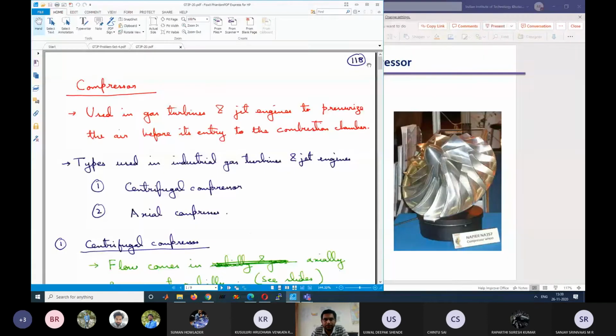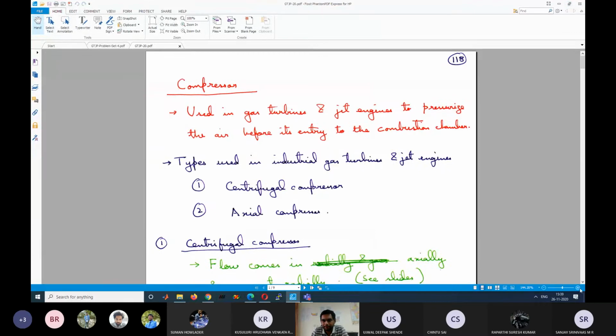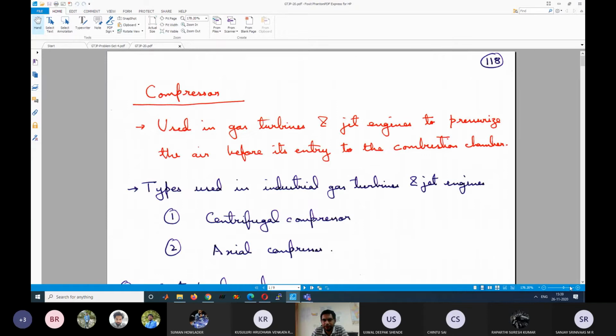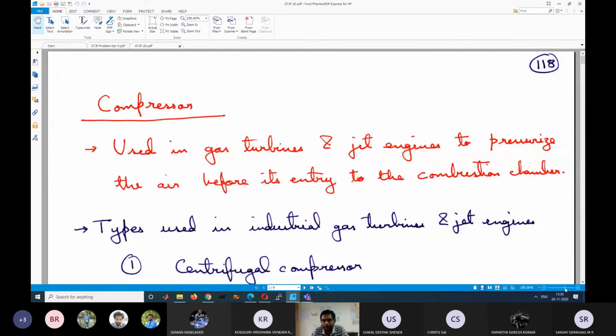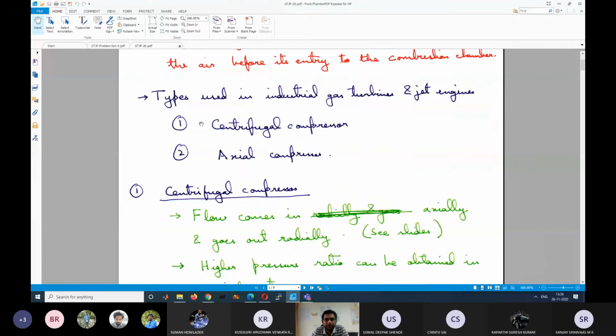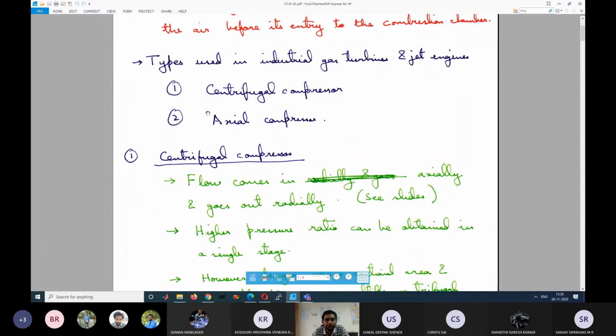I will just open the notes in that case. Whatever we discussed yesterday, the brief theoretical discussion about compressors, I have in the notes also. So just go through it. Types of compressors: centrifugal and axial flow compressors.